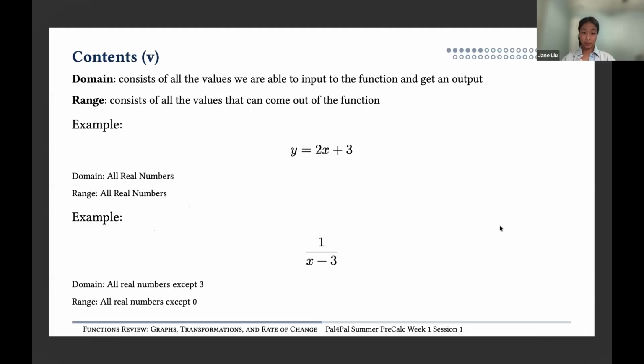However, when we look at the next example, a function that is y equals 1 over x minus 3. In this function, the denominator cannot be 0, and thus x cannot be 3. So the domain of the function will be all real numbers except for 3, and the range of the function will be all real numbers except for 0.